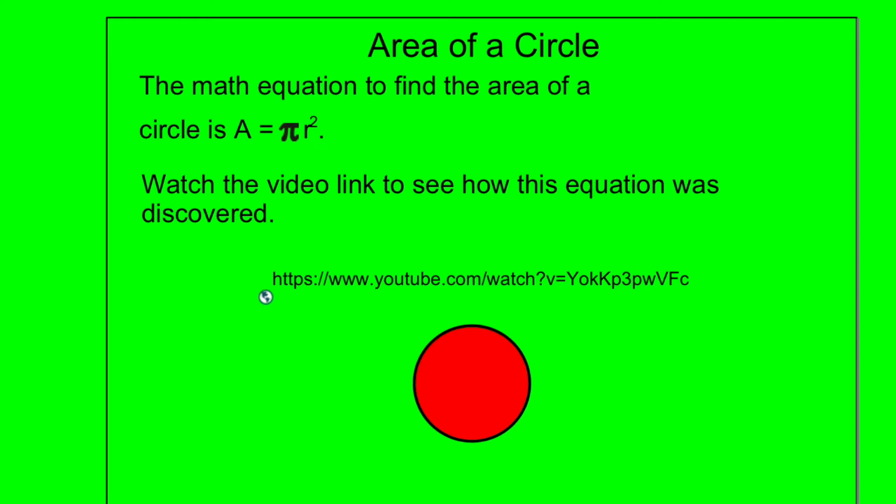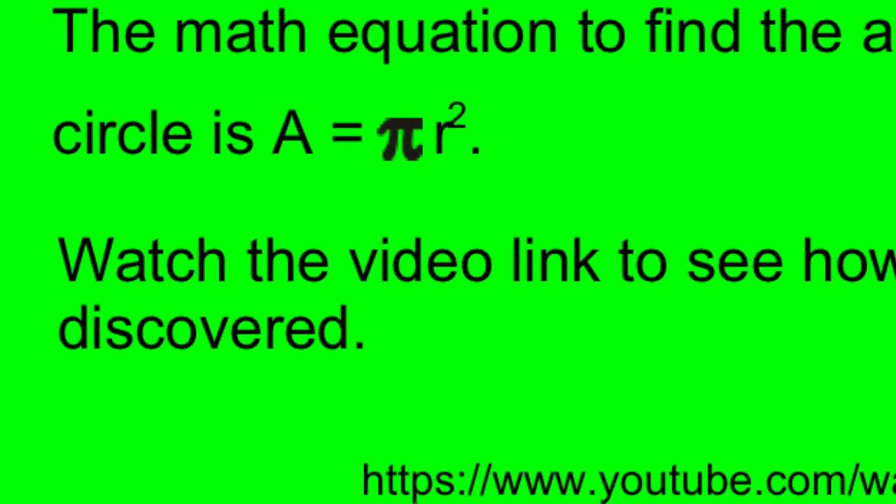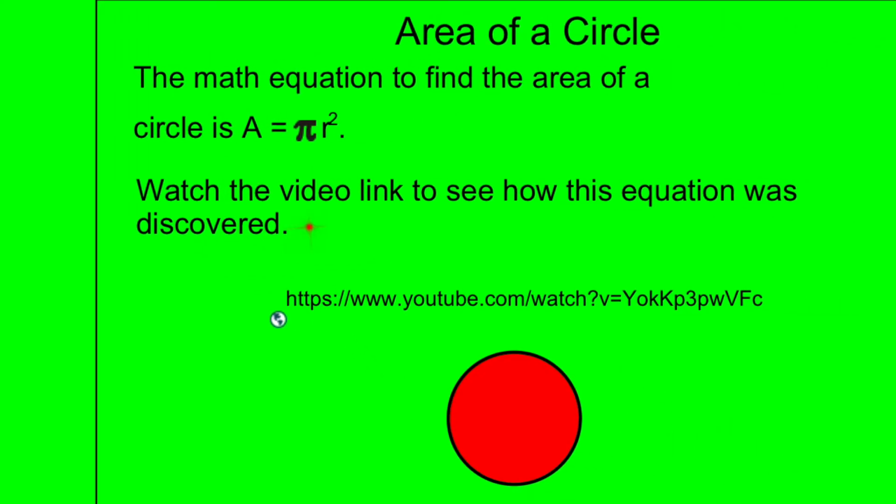Now, yesterday we learned that the distance around the circle is called the circumference. Today we're going to look at the area of a circle. Now, the math equation to calculate the area of a circle is capital A for area equals pi, 3.14, multiplied by the radius squared.